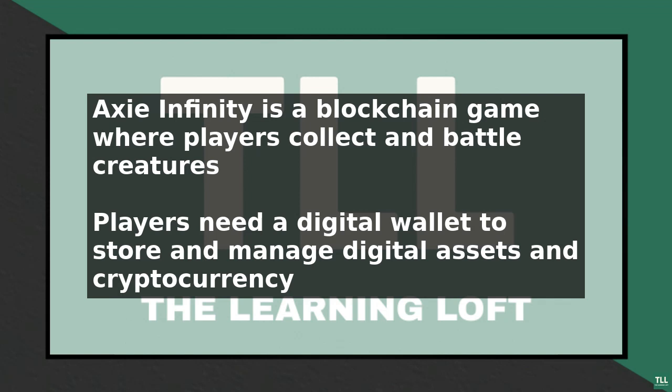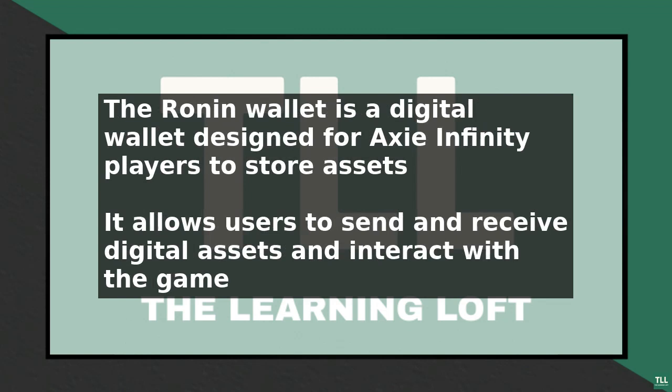To play the game, you need to have a digital wallet that supports the game's native cryptocurrency, Smooth Love Potion, and the Ethereum network. The Ronin wallet is a digital wallet specifically designed for Axie Infinity players. It allows you to store, send, and receive digital assets, such as Axies, Smooth Love Potion, and other cryptocurrencies. Setting up the Ronin wallet is a straightforward process that can be completed in a few steps.